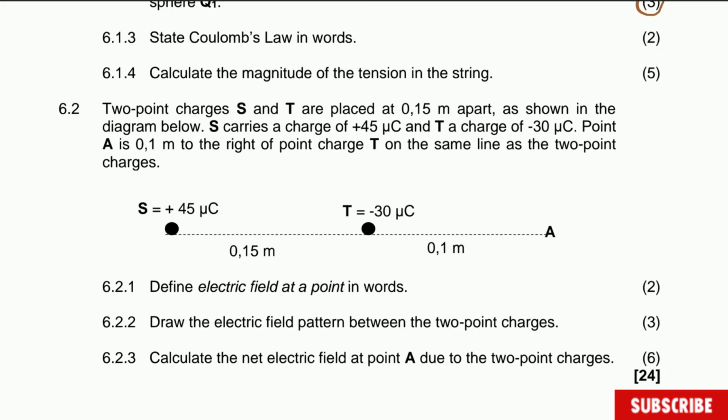And here we are. The next question, which is, let us say, 2-point charges S and T are placed 0,5 meter apart, as shown in the diagram below. S carries a charge of positive 45 microcoulombs and T a charge of negative 30 microcoulombs. Point A is 0,1 meters to the right of point T on the same line as the 2-point charges. You see them here. Define electric field at a point.